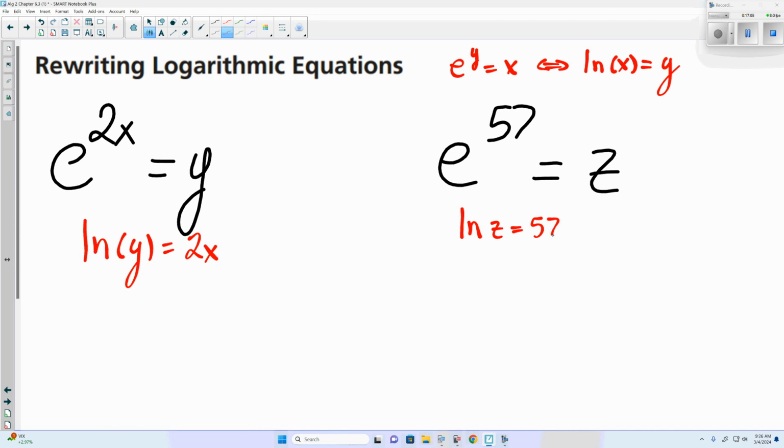Question. Yeah, because this is our base. Let's get a different color. Because our base here is understood to be e. Because in this setup here, our 57 would be the y. Z would be the x, and our base is e. Questions on this here?